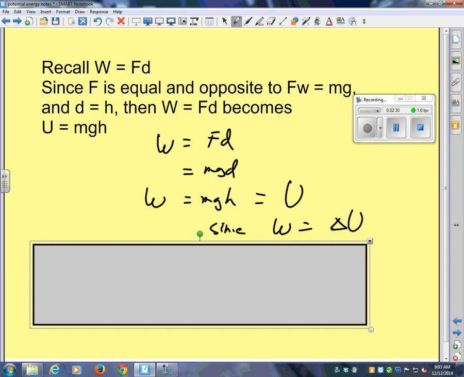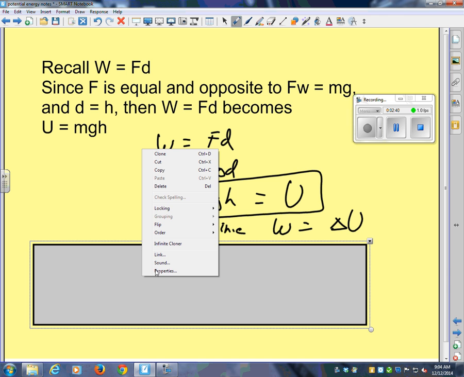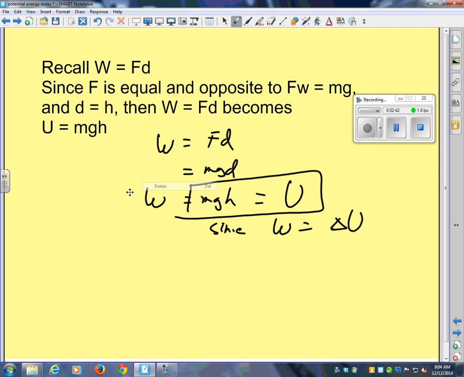Any work done is a change in gravitational potential energy. So however you want to show that, basically what it boils down to is U equals mgh. Okay? It's the energy of position. When it's released, it instantly turns to kinetic energy, right? Not a particularly challenging concept.